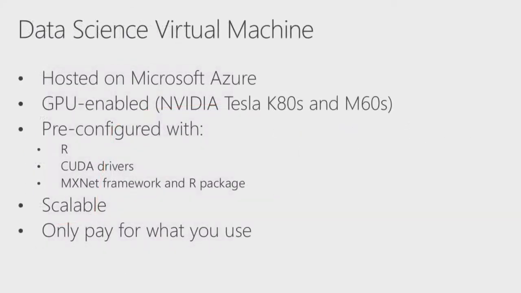And finally, I just want to talk about the infrastructure that I used to train this model. I used a data science virtual machine, which is hosted on Microsoft Azure. It's GPU enabled, and I trained it on a machine with two NVIDIA Tesla K80s attached to it. The really useful thing about these virtual machines is they come pre-configured with R, all the CUDA drivers you need to use the GPUs, and it also comes with the MXNet framework and the R package pre-installed. They're also very scalable, so you can increase the size of them to meet your needs, and you only pay for what you use. So it's a really good way to get started with deep learning without investing in lots of hardware.